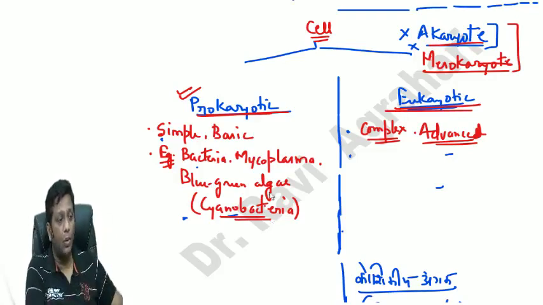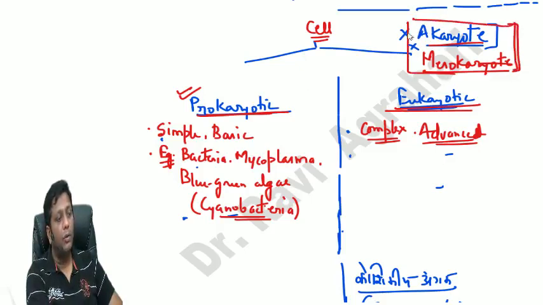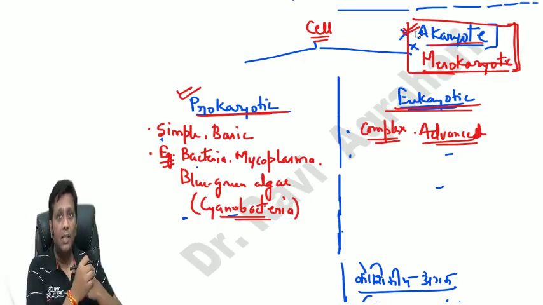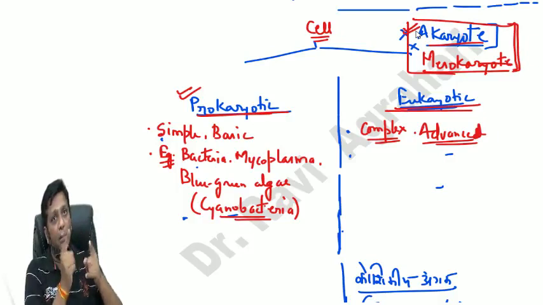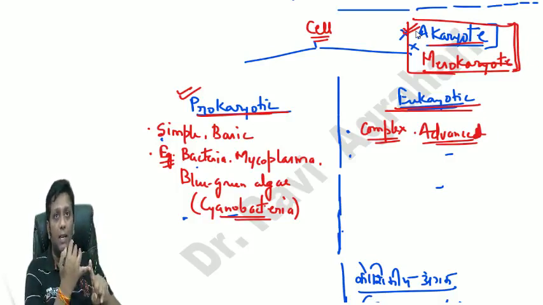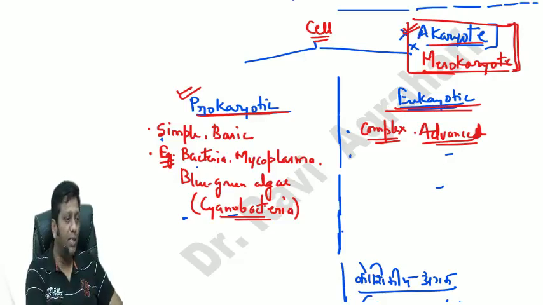That's why I told you some other cell types are still present, but they are not required for your examination. Mesokaryotes are dinoflagellates. They have two flagella, but again I repeat, not required. Don't waste your time and my time. So prokaryotes: bacteria, mycoplasma and blue green algae. Other name of blue green algae? Cyanobacteria.